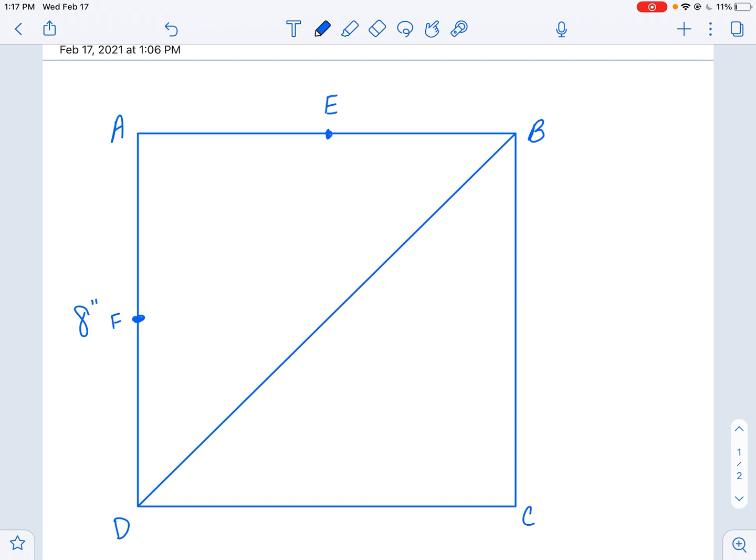So we made our square, and then we made BD. Then after we made BD, we found our midpoints of AB and AD. We labeled those E and F. So our next step, right now we're on step 5, if you're following along. We're going to draw that line segment EF. So I have EF now.